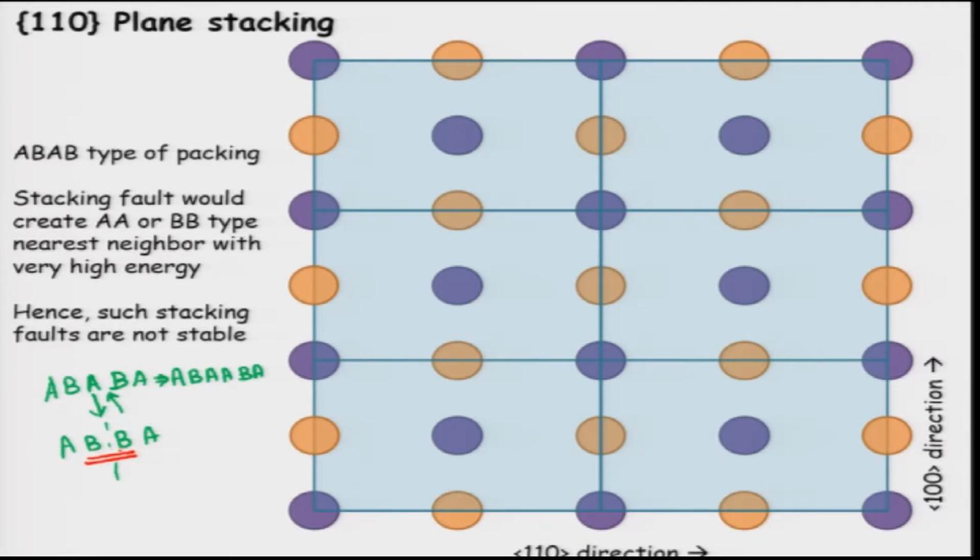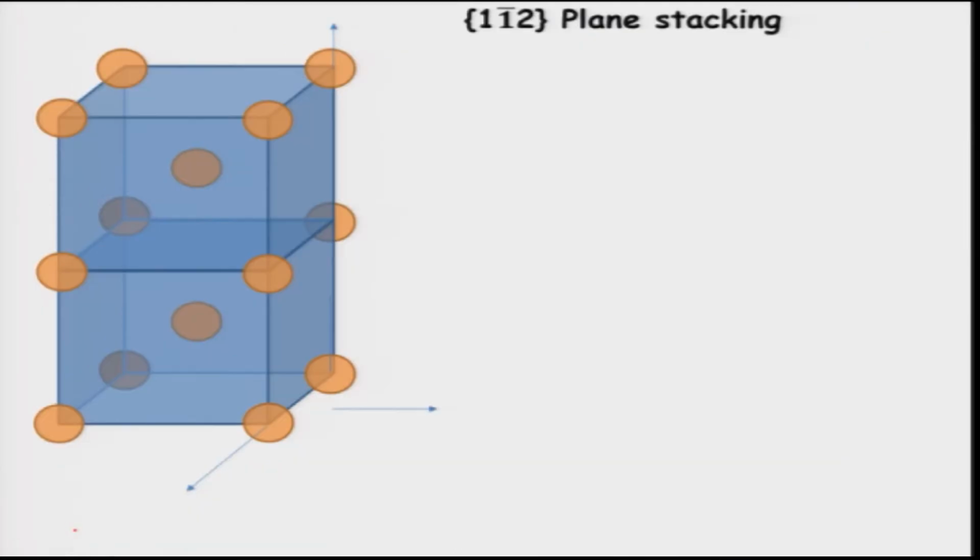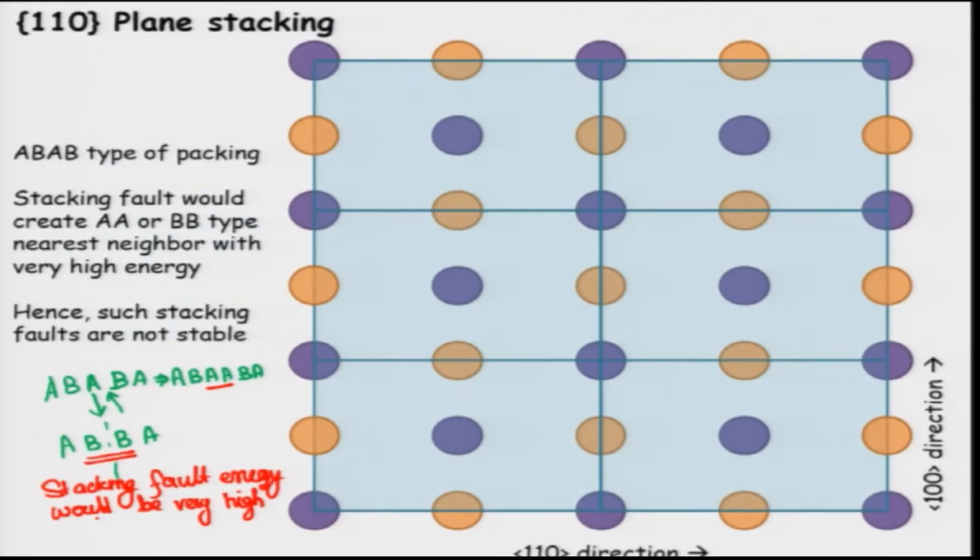So, here we have BB type of interaction taking place, here we have AA type of interaction taking place. What does that mean? That stacking fault energy would be very high. Implies this is unstable.